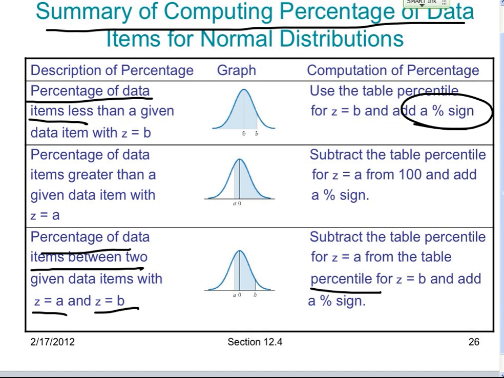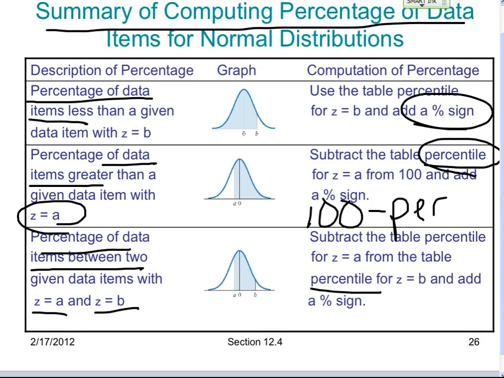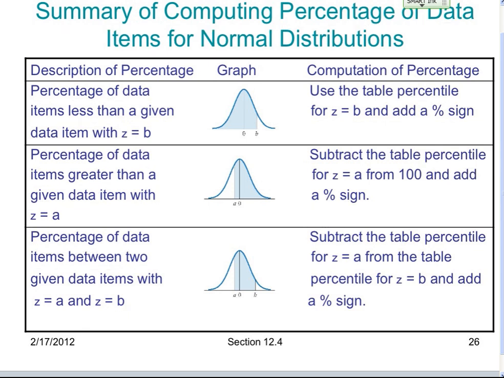Now we didn't talk about what happens if we want percentage of items greater than. Percentage of items greater than, find the z-score, look it up in the table, but then you have to subtract that from 100. So you would do 100, subtract that percentile that you found. Percentile, running out of room. But anyway, so take 100, subtract the percentile.